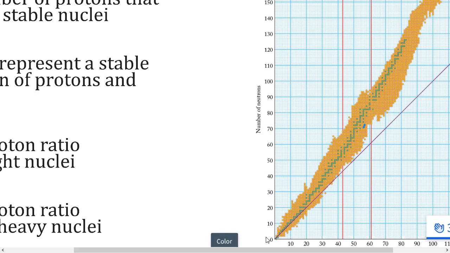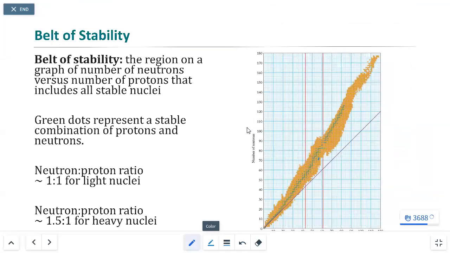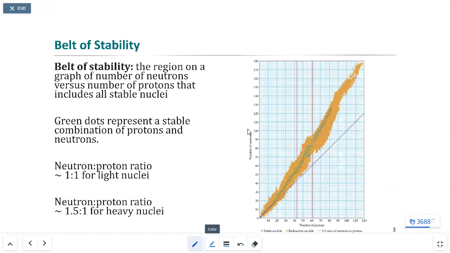But notice that this line begins to bend right around calcium. As soon as we get to calcium, it starts to bend up a little bit. And by the time we get way up here to our last known stable isotopes, it has been pretty considerably off of that 1-to-1 line. Now, can anybody give me a possible explanation for why a 1-to-1 ratio doesn't necessarily work once we get to bigger and bigger atoms?